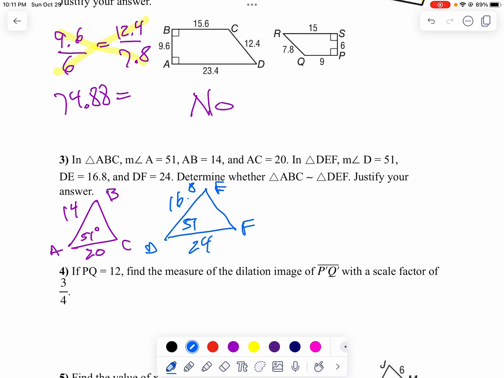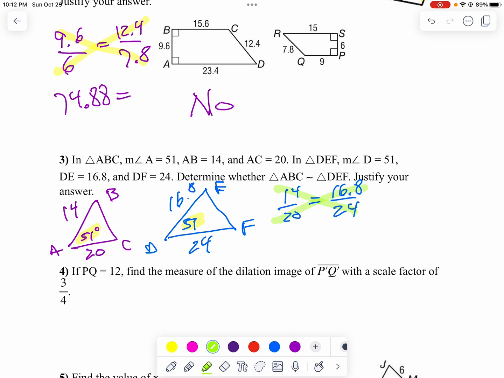Are these similar? Well, we can definitely see we have the angle here, don't we? So we know 51 is the same in both of them. Now the question is, 14 to 20, is that the same ratio as 16.8 to 24? I think I'll do the same thing I did in question 2, to see if they are in the same ratio, to see if that's a proportion.